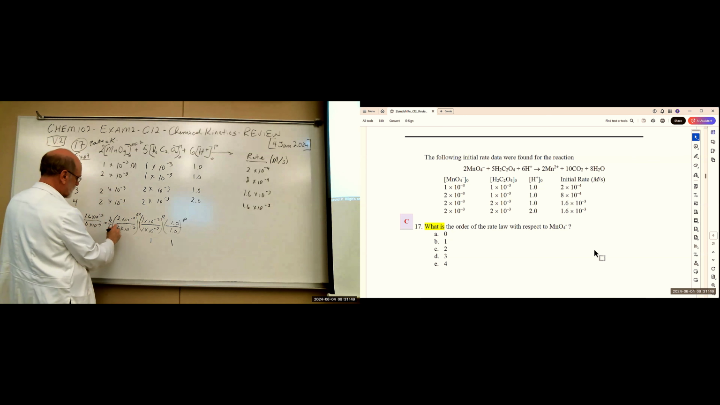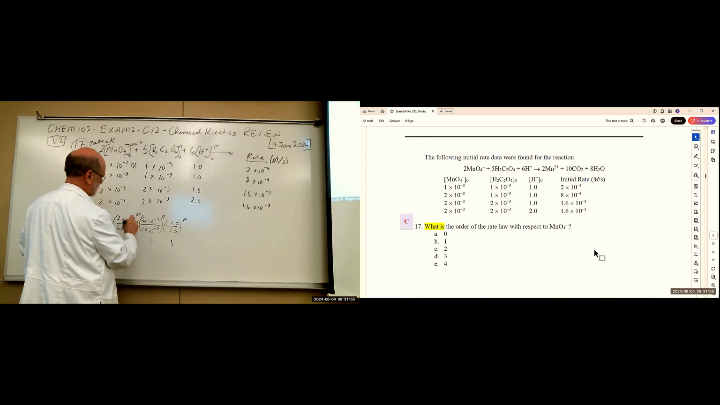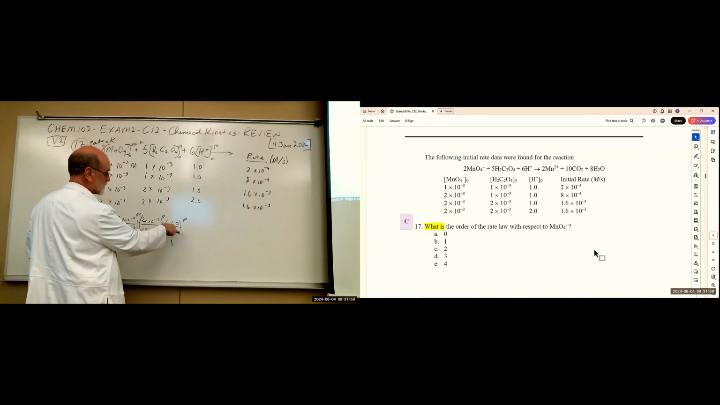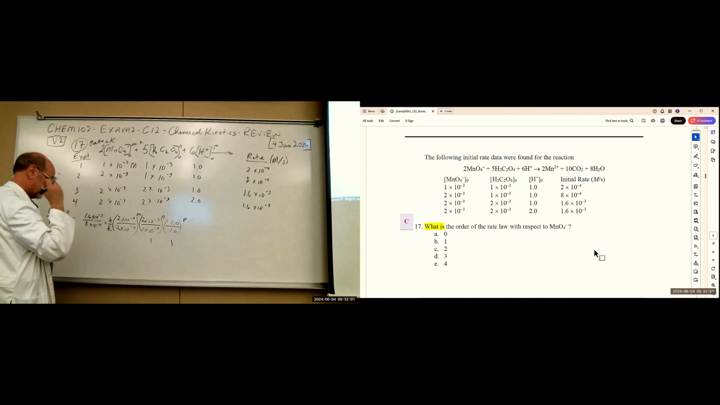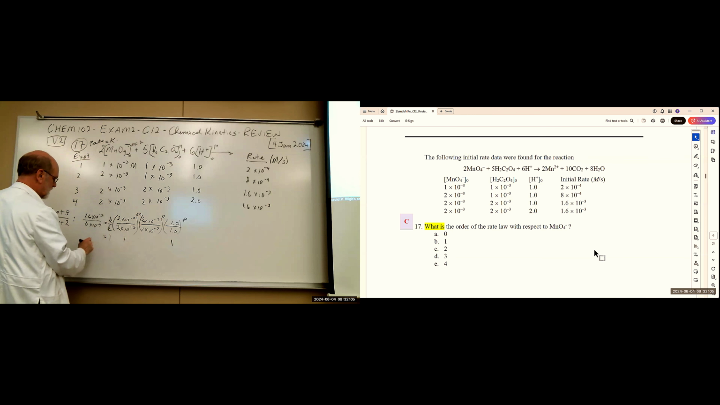Then these values here are 2. This one is 2 on top, right? Because it's experiment 3. 2 on top. And this is still 1 and 1. So this one's going to be 1. That one's going to be 1.